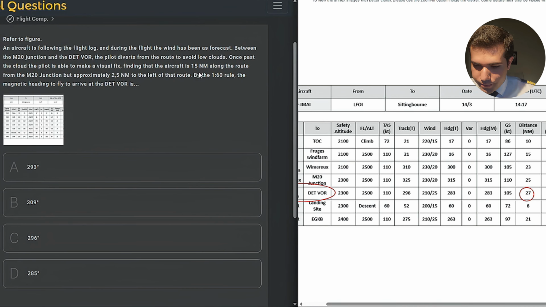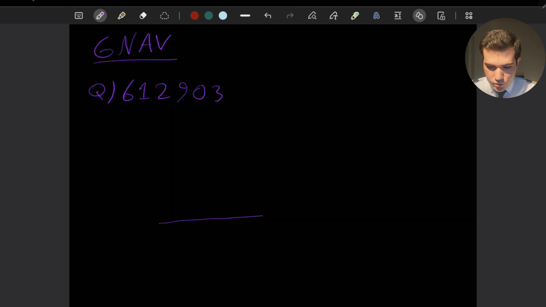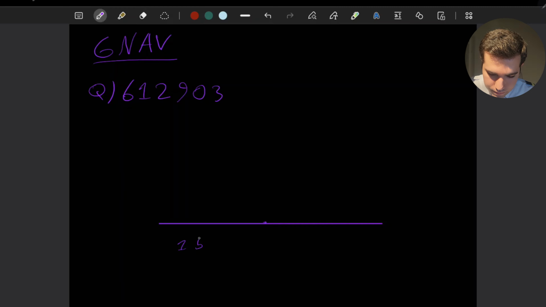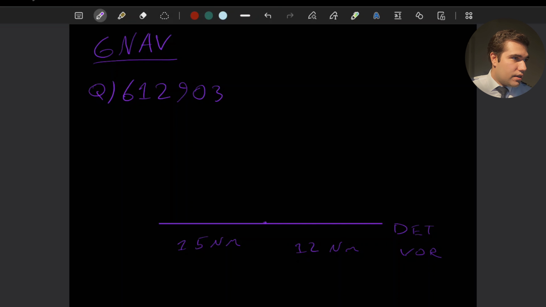So I will just draw it here. I will use this one for a straight line. Let's say this one is 15 nautical miles, and this one is 12 nautical miles, and this is DET VOR. So we know that the pilot deviated to avoid the low clouds, and he wants to fly back to the DET VOR.